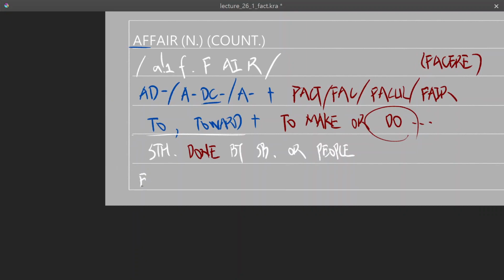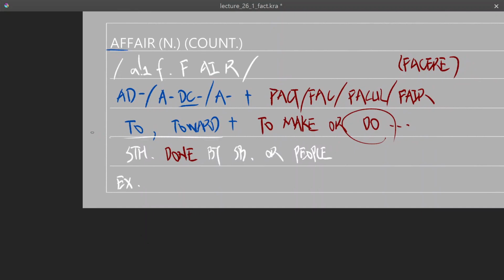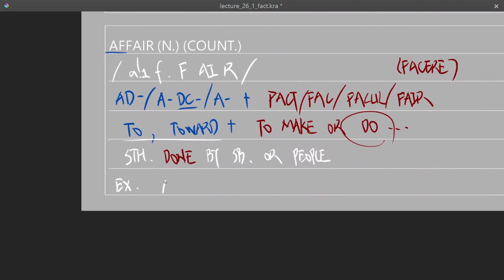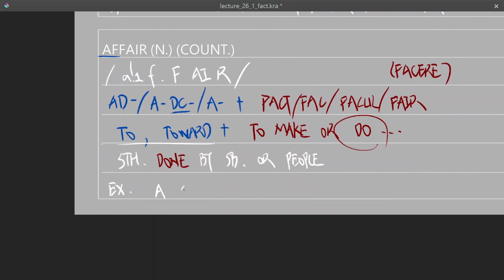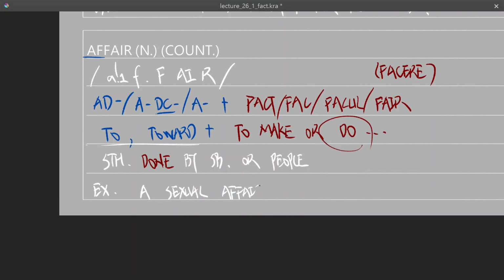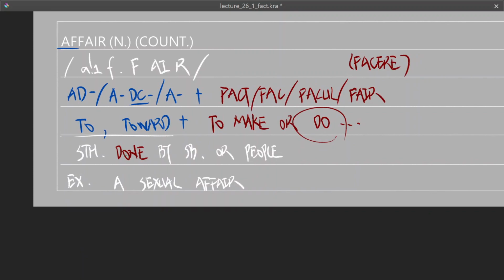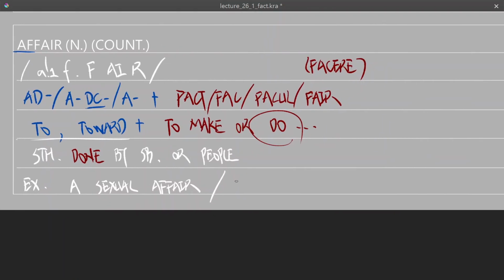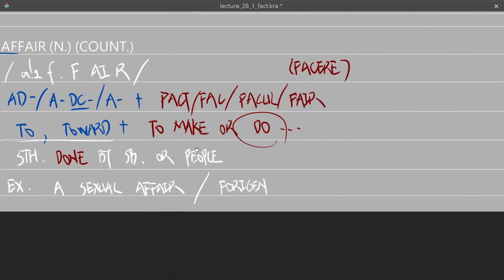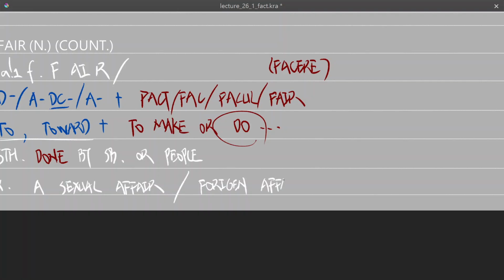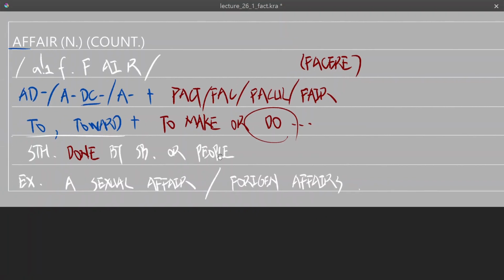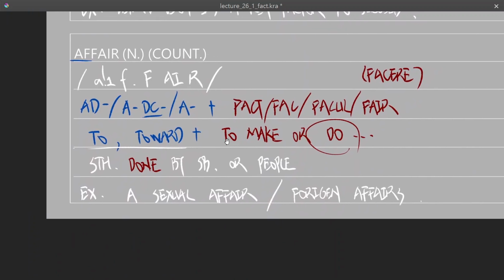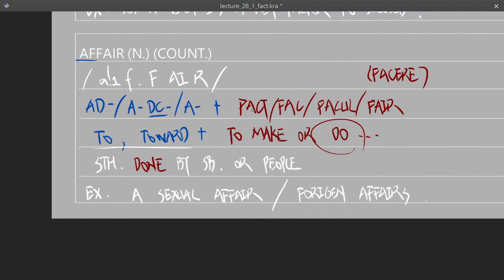So for example, let's say a sexual affair. That is something done by two people, especially if one is already married. Or we have foreign affairs. So foreign affairs would be something done by people in other countries. Foreign affairs. All right, next.